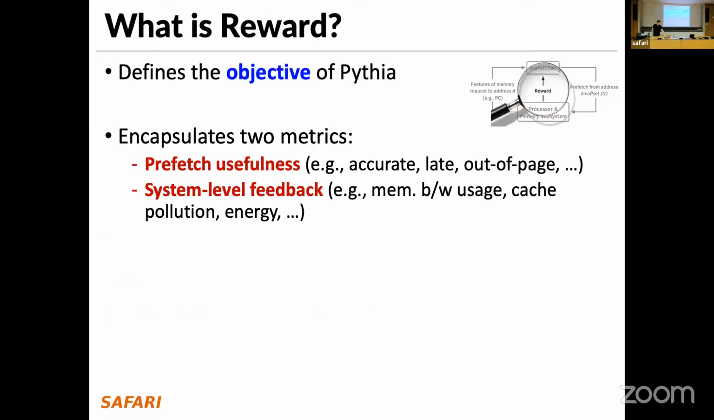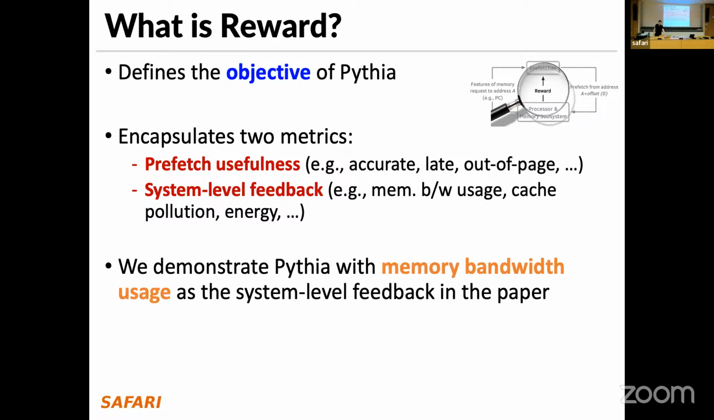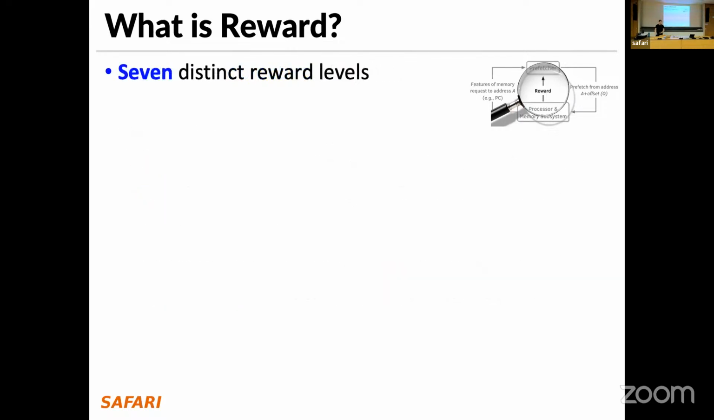Now, what is the reward? The reward defines the objective of Pythia, like I previously said. It encapsulates two metrics. It's the prefetch usefulness, so how good was our prefetch, and it also encapsulates what's going on in the system. That's the inherent system awareness that I was talking about. The main thing that Pythia is concerned with is memory bandwidth. So we're only going to look at that as a system level feedback. One could perhaps also look at something else, but in our case, it is this. There are 7 distinct reward levels.